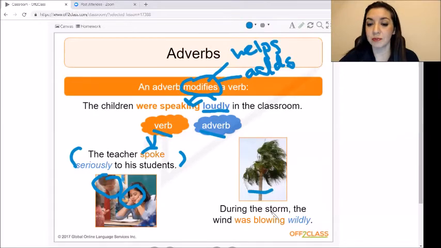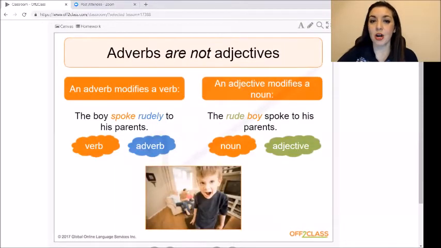During the storm, the wind was blowing. These are the verbs, and then wildly. It tells us about the wind. How was the wind blowing? Wildly.